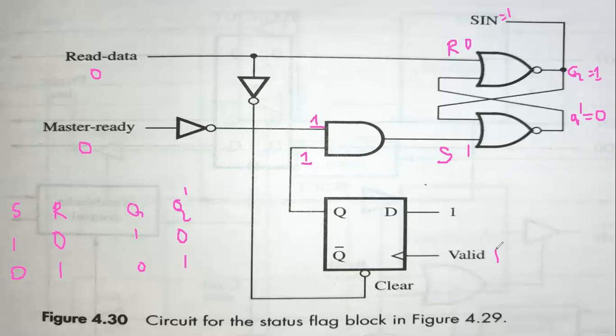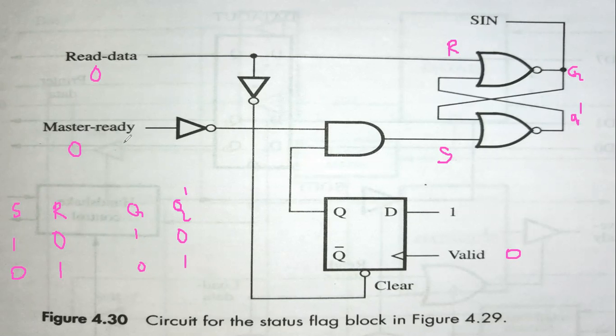Let me erase this. I don't want to clear the complete screen. So I'm going to erase these particular numbers, and let me take some new values for this, so that you can have better knowledge about this. So feel that master is not ready, valid is also equal to 0, read data is also equal to 0. All are equal to 0 now.